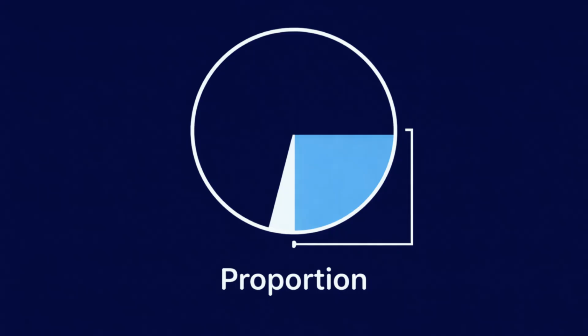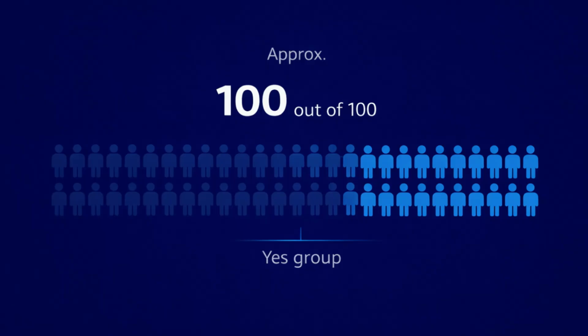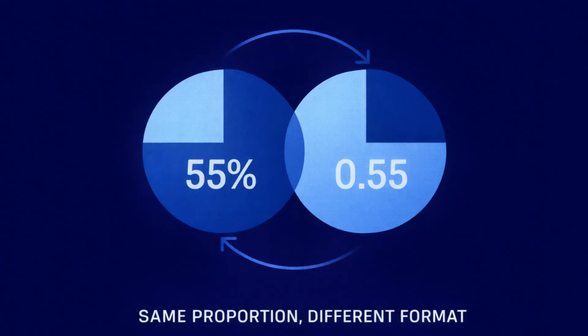We are estimating a proportion. A proportion is a percent of a population that falls into a particular category. Another way to think about a proportion is this. Out of every 100 individuals in the population, about how many fall into the yes group? Proportions can be written as percents, like 55%, or as decimals, like 0.55. These are just different ways of expressing the same idea.